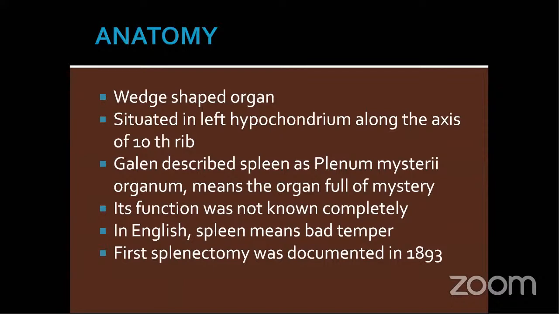In the English language, spleen means bad temper. Most of its functions were not known, why it gets enlarged and why the problems occur, all because of splenomegaly. By and large, till recently, its function was not known. But the first splenectomy was documented in 1893. For some reason, the splenectomy was first conducted in 1893.